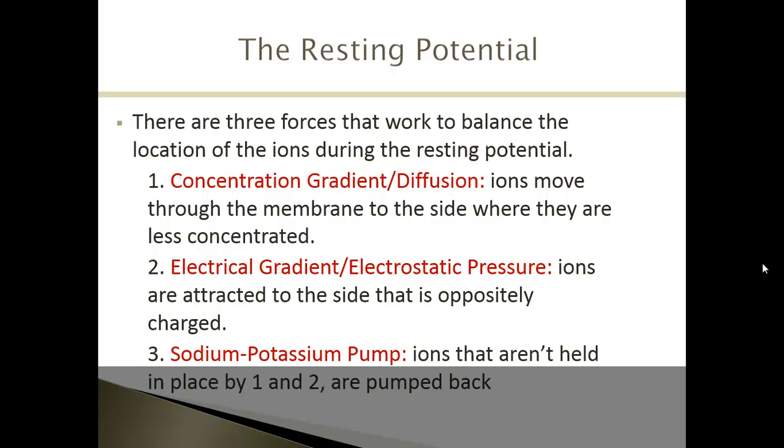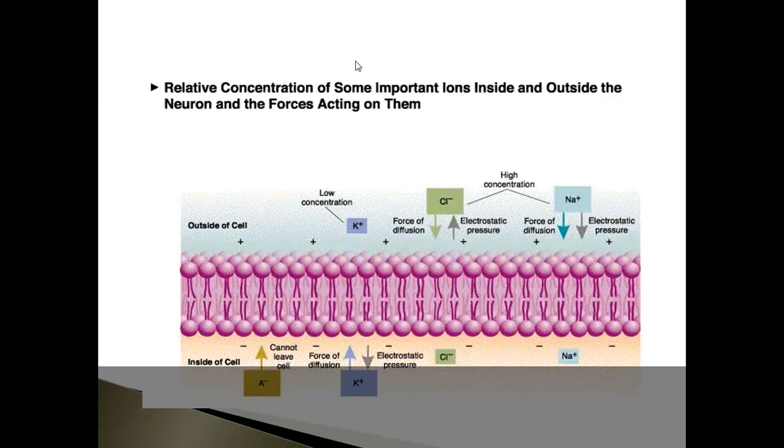Electrostatic pressure is that opposite charges attract. So positively charged ions just automatically want to go to where the negative charged ions are, and vice versa. And then there is a third mechanism called the sodium-potassium pump. And this is an active mechanism. It's energy consuming. The other two are not. And for every 3 sodiums pumped out, 2 potassiums are pumped in.